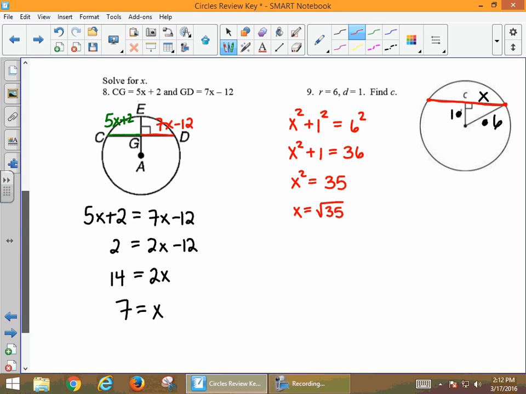So I told you right at the beginning that x was only half of the distance I was looking for. C is twice as big as x. Well, if x is the square root of 35, then c is equal to 2 times the square root of 35. And you're all done. C equals 2 times the square root of 35.